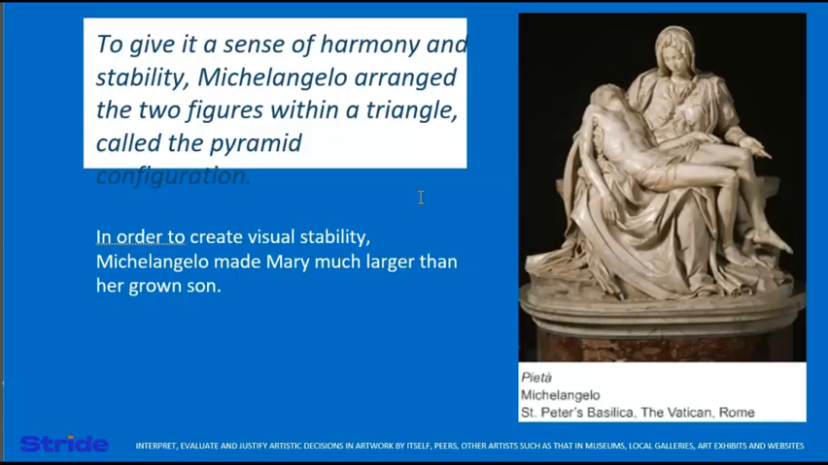He also made Mary much larger than her grown son. Let me just show you right here. Look at the size of Mary's leg. She was a woman, right? And this is her grown son's leg. He made it heavy on the bottom to give a look of visual stability.